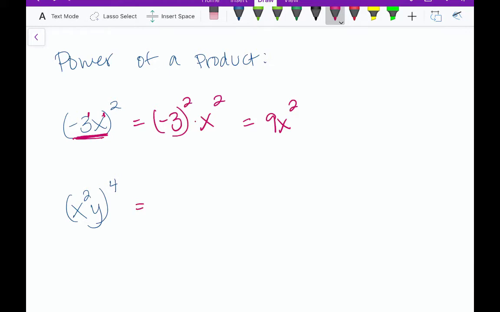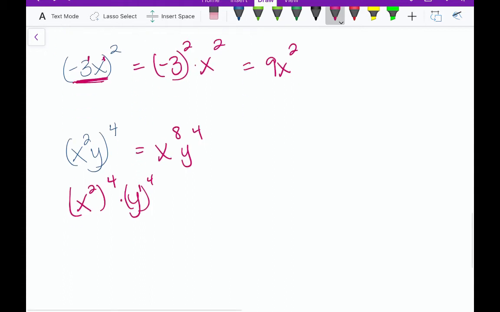Our next example is a little bit different. We have x squared y all to the 4th power. So again, if this was just x squared to the 4th, we know that that would be x to the 8th. But then we also have a y here. So we also have y to the 4th, which is y to the 4th. Okay, again, because this is a 1, so you multiply the 1 times 4. So x to the 8th, y to the 4th.